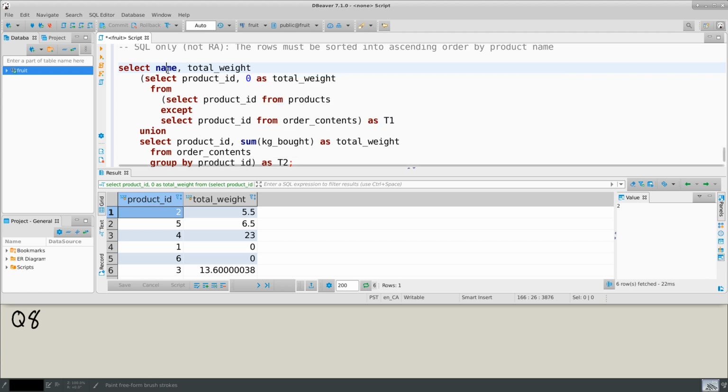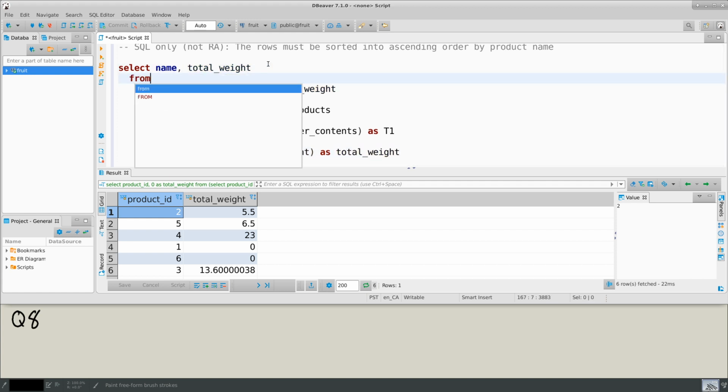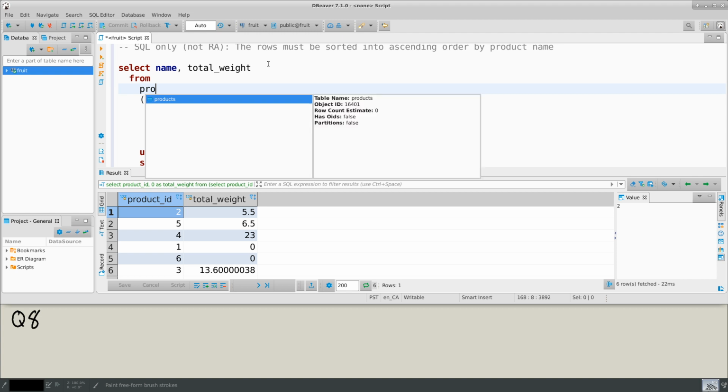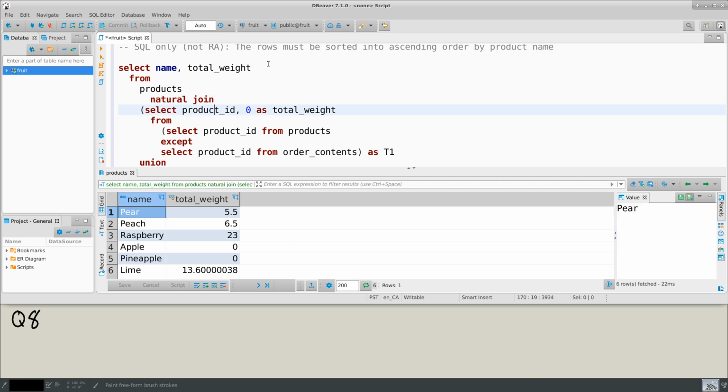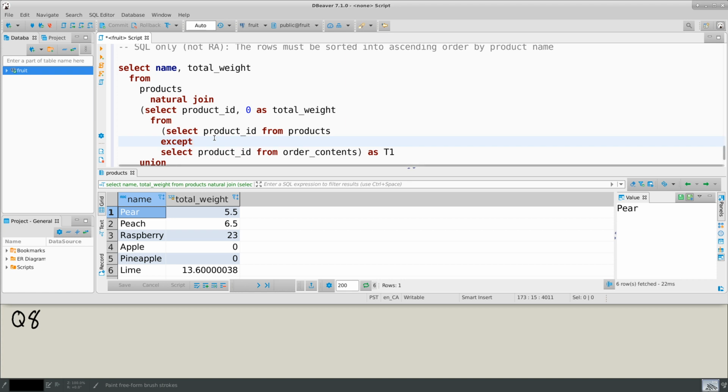And you'll notice that in the union, both of the two tables I take the union of have columns called product ID and total weight. I've harmonized their column names. From, and I'm going to join this huge thing I just created with the products table. There we go. I run that, I see name, pear, total weight 5.5, and name peach, total weight 6.5, apple and pineapple, I have sold 0.